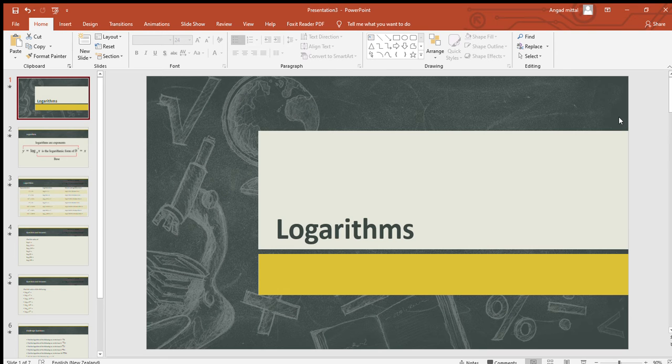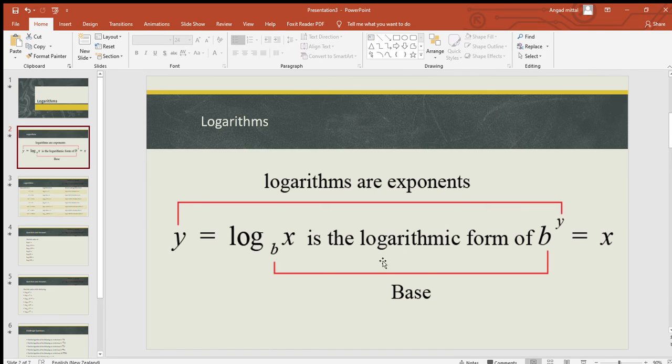Today we're going to talk about logarithms and what they are. Logarithms are basically an equivalent way to write exponents, and as you know, exponents are just a number raised to a certain value. So in order to write a logarithm, you need to follow this format.